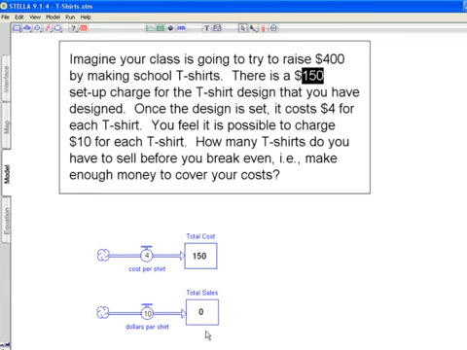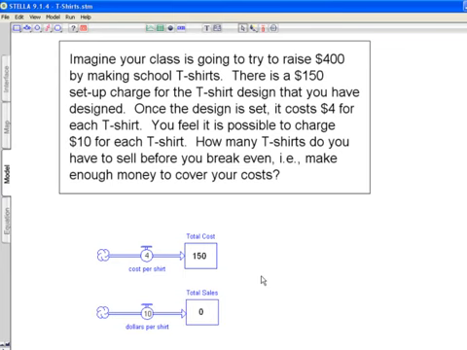And then they have to figure out the inflows. Well, each shirt costs me $4. It's up here in the problem somewhere. Here it is. So that's my inflow, and I make $10. I get $10 for each shirt I sell, so that's my other inflow.